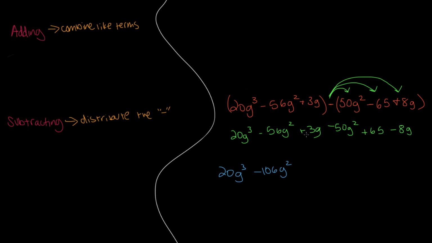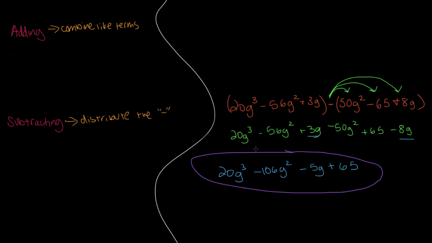Our next term is the g terms. So we have 3g and we have 8g. So 3g minus 8g is going to give us minus 5g. And our last one is going to be our constant term, which is 65. There is no other constant, so we're just going to add that in the end. So our final answer is 20g to the third minus 106g squared minus 5g plus 65.